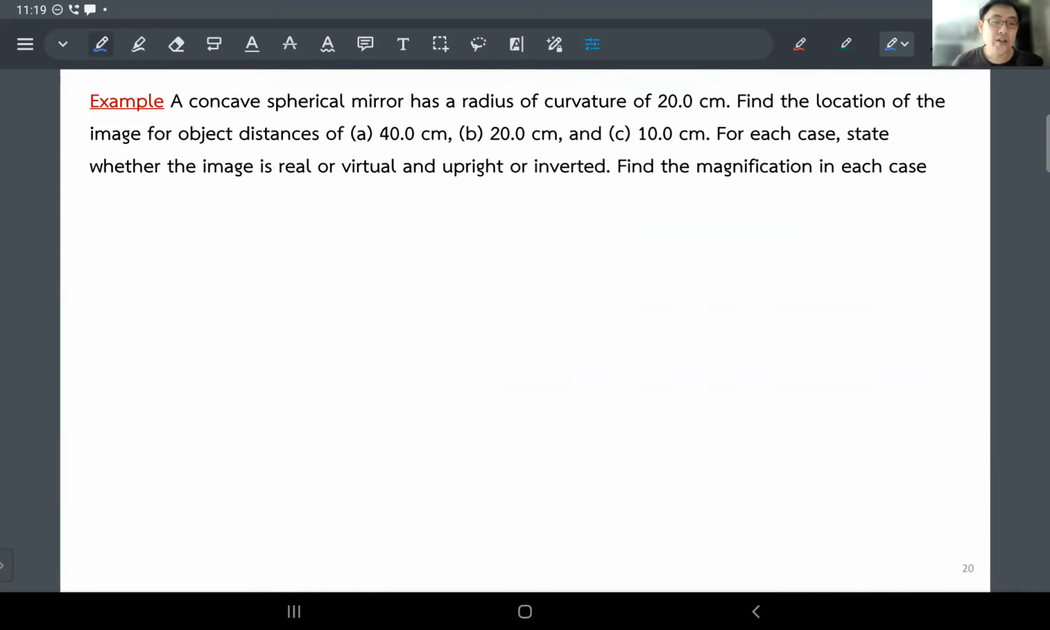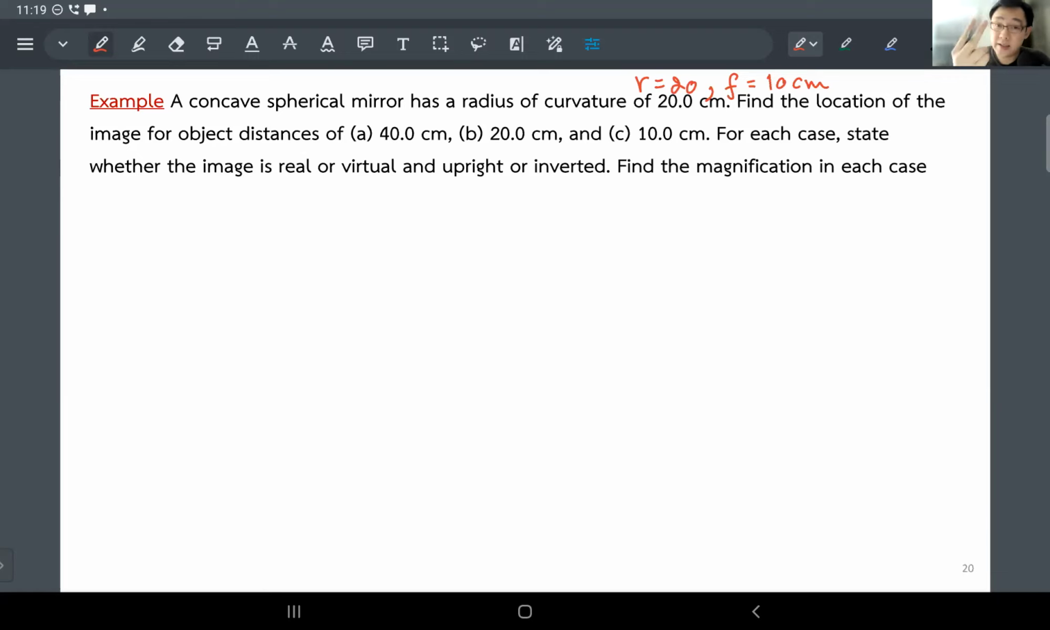Okay. All right. So take a look at this one. You have a concave spherical mirror that has a radius of curvature of 20 centimeter. So now you are given the R, radius of curvature, to be 20. So you know right away that the focal length is supposed to be 10 centimeter, half of that. Find the location of the image for object distances of given values 40, 20, and 10 centimeter. For each case, state whether the image is real or virtual, upright or inverted, and what kind of magnification. So it just asks you to do pretty much everything. All right, just do it.